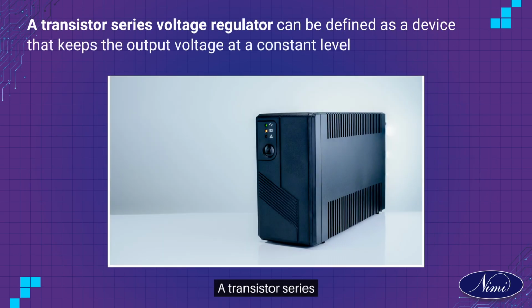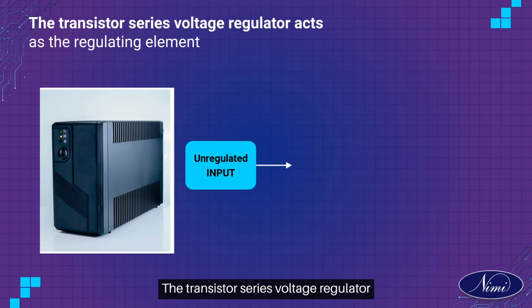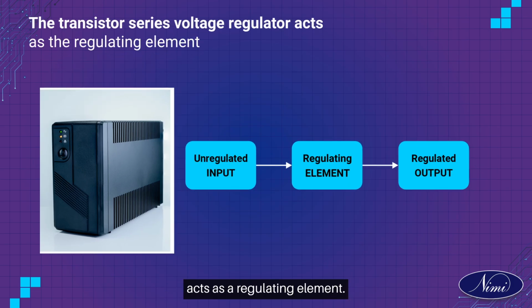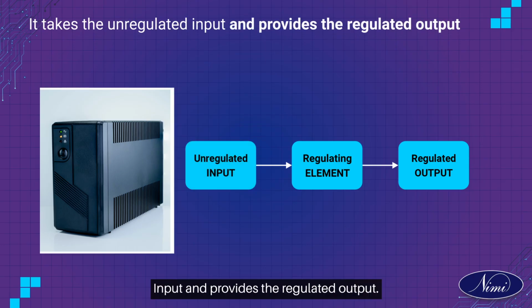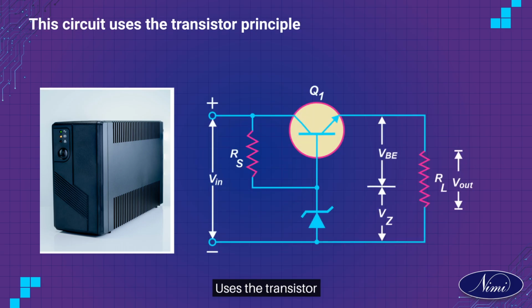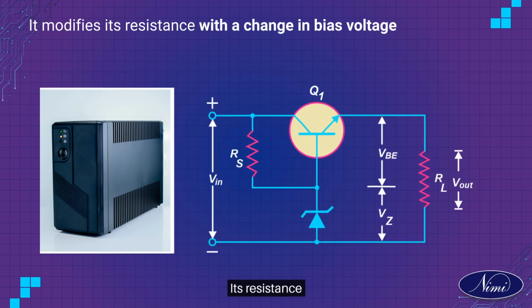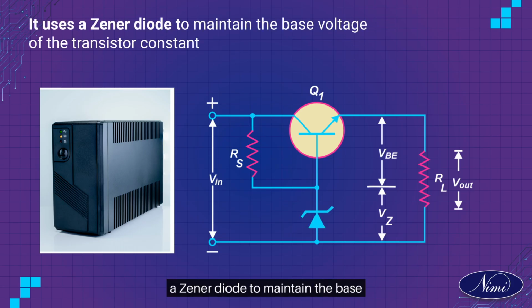A transistor series voltage regulator can be defined as a device that keeps output voltage at a constant level. The transistor series voltage regulator acts as a regulating element. It takes the unregulated input and provides the regulated output. The circuit uses the transistor principle, which modifies its resistance with a change in bias voltage. It uses a Zener diode to maintain the base voltage of the transistor constant.